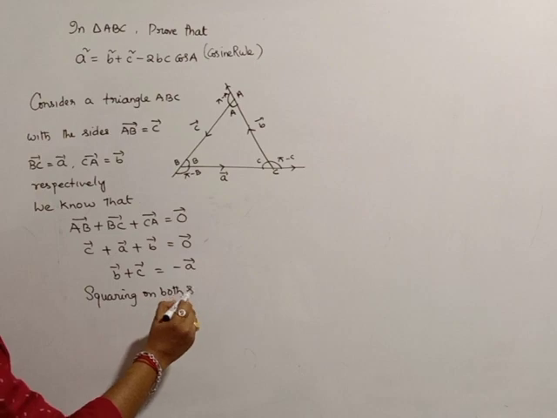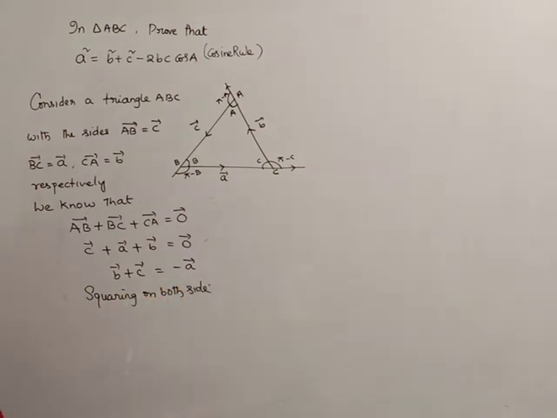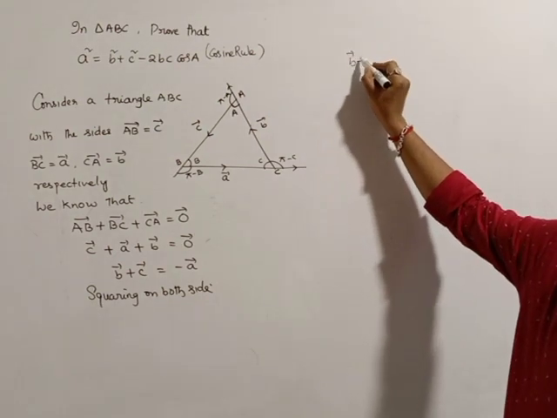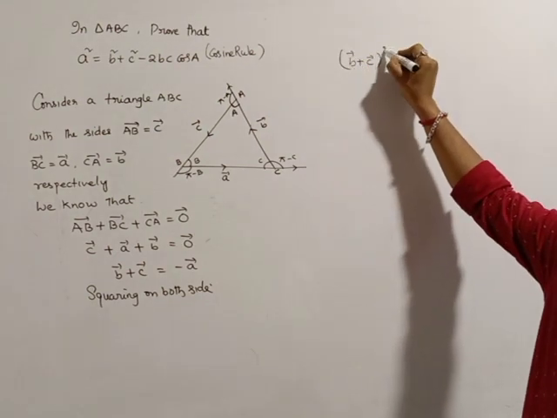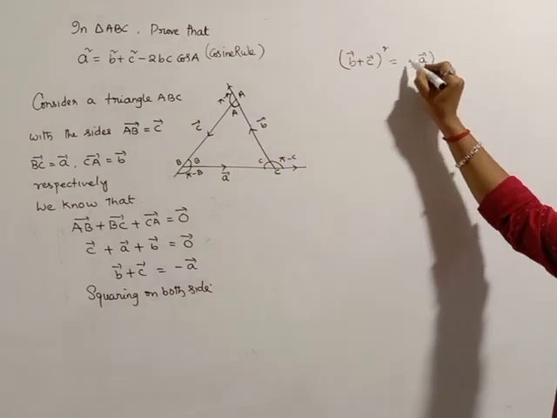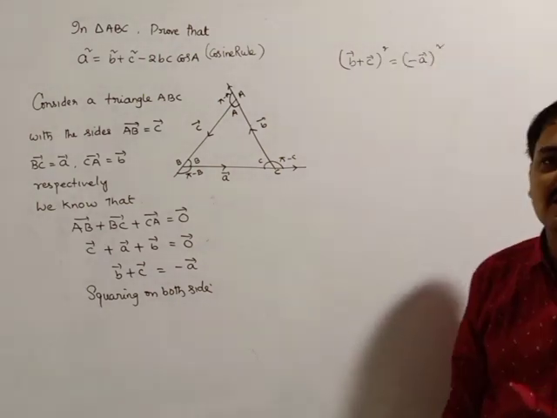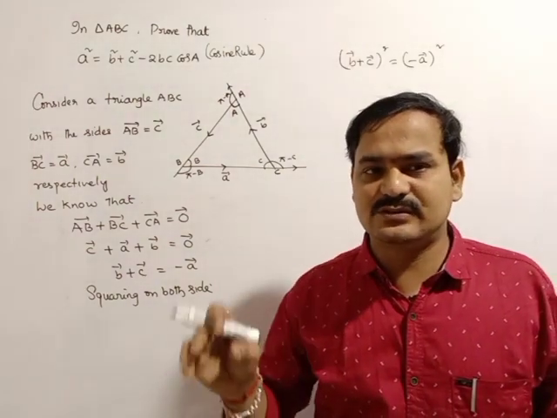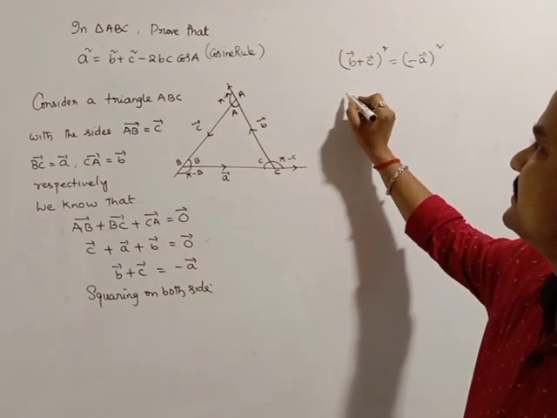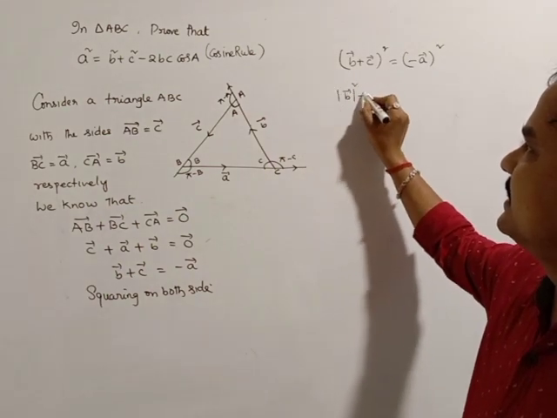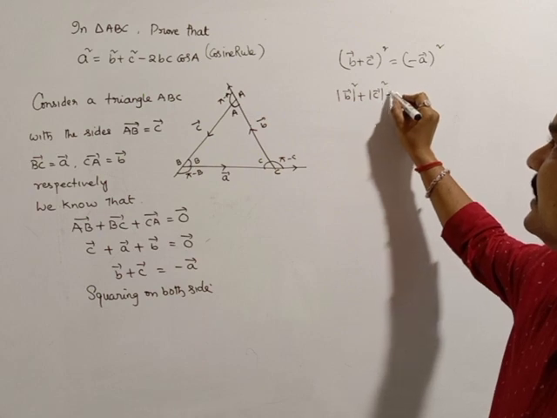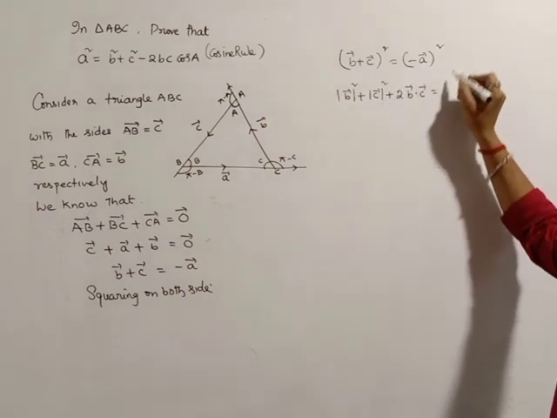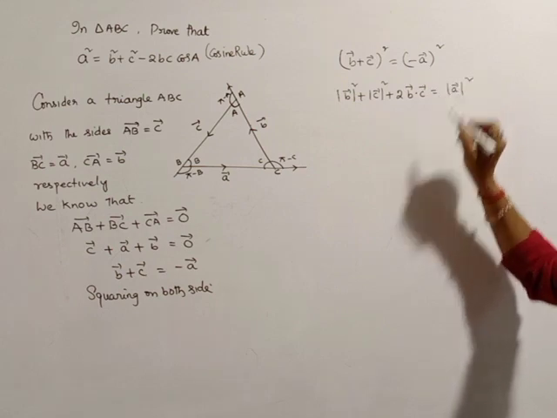Squaring on both sides. If you take the square, (B bar plus C bar) whole square is equal to minus A bar square. In the previous class we discussed that (A plus B) whole square is A square plus B square plus 2AB. Similarly, (B bar plus C bar) whole square is mod B bar square plus mod C bar square plus 2 into B bar dot C bar, equal to minus square, which is mod A bar square.